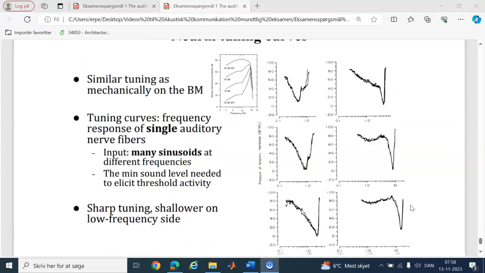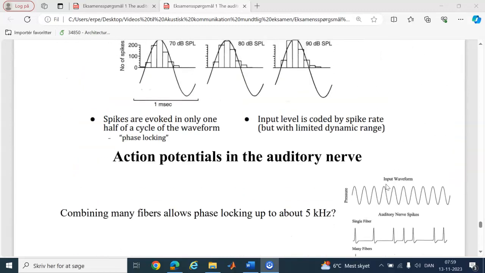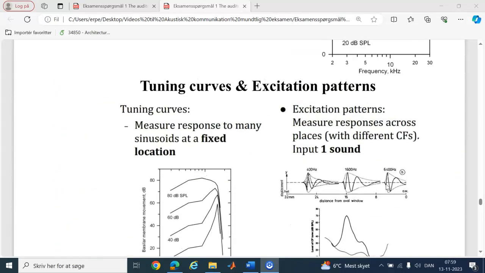We have again those neural tuning curves, with similar tuning as the mechanical tuning on the basilar membrane. You can just turn it the other way. Tuning curves show the frequency response of single auditory nerves at a single place. Input many sinusoids at different frequencies, and find the minimum sound level needed to elicit threshold activity. So it's the other way around.